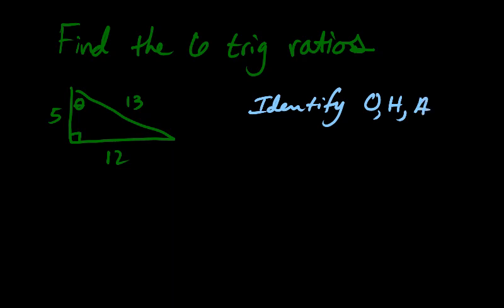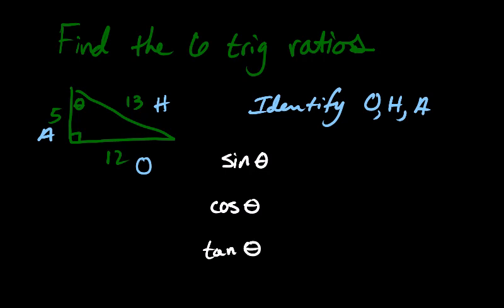And so the adjacent side's got to be the 5 because it's touching theta. The 13 is the hypotenuse because it's across from the 90-degree angle, and 12 is the opposite because it's across from theta. And so now we can find our six trig ratios laid out. The thing I do is I just find the sine of theta, the cosine of theta, and the tangent of theta first. And then when it comes to the reciprocals, all I got to do is flip them.